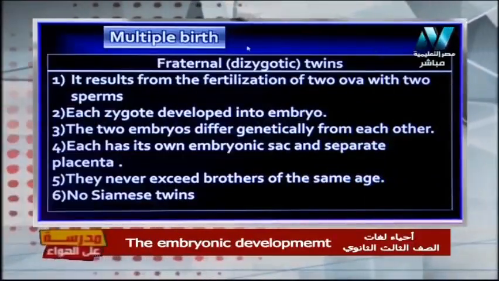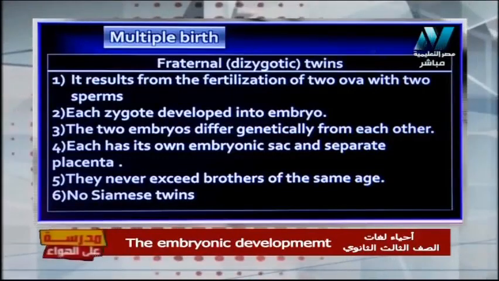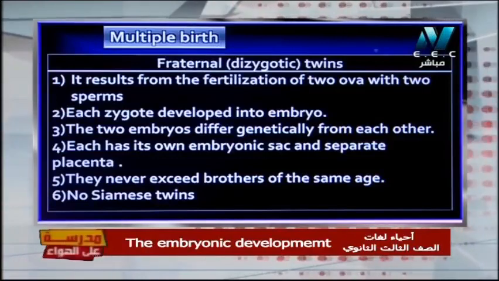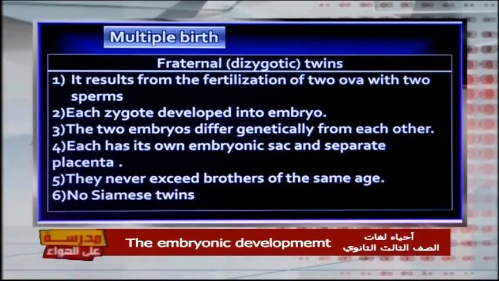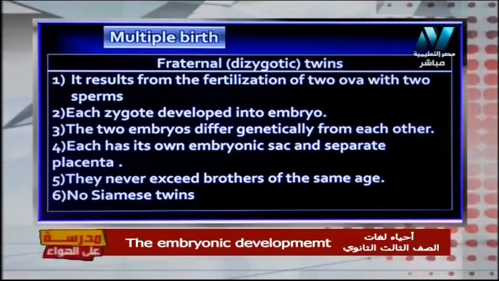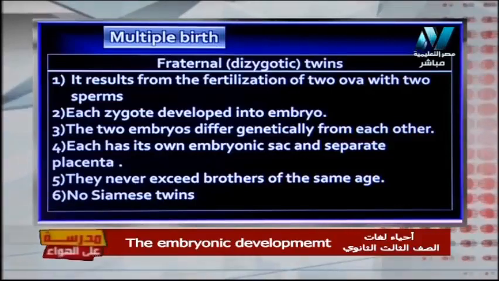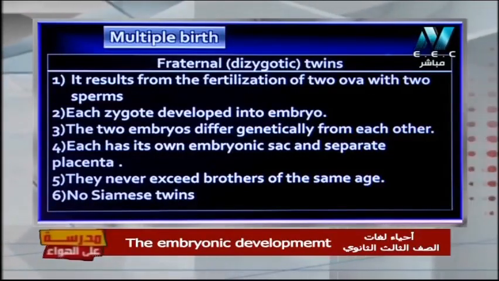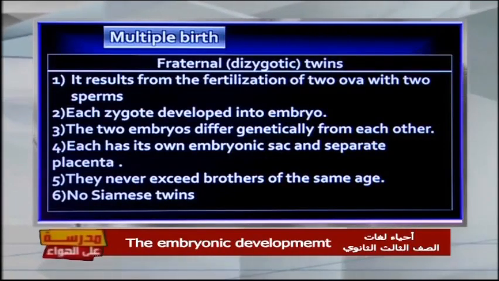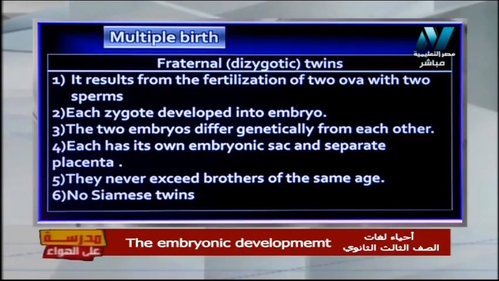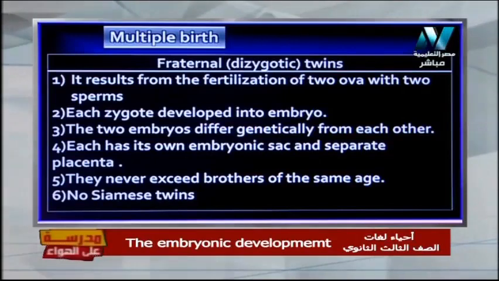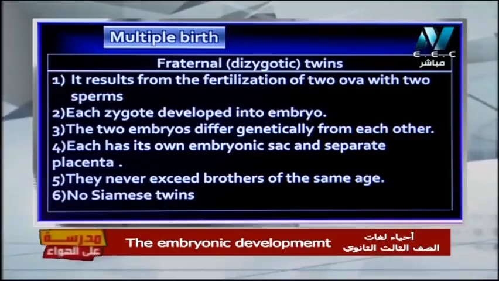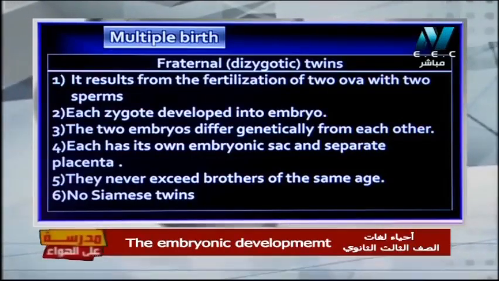لكن مالتيبل بيرث هنا الفراترنال توينز في الحاله دي بنقول عليهم زي result from the fertilization of two ova with two sperms. Each zygote develops into an embryo. The two embryos differ genetically from each other. Each has its own embryonic sac and separate placenta. They never exceed brothers of the same age. No Siamese twins takes place in the case of the fraternal twins.